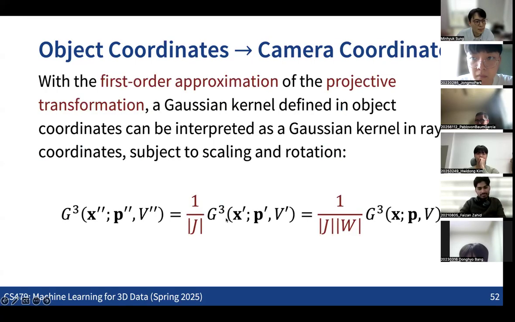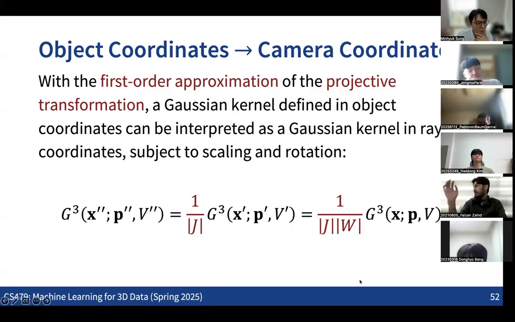Okay. And the Gaussian kernel defined in the ray coordinate system will look like applying a rotation and a scaling term to the original Gaussian kernel in the object coordinate system. The scaling term is defined in this way, with the determinant of the linear term in the viewing transformation. And what we can see is that, typically, the linear term in the viewing transformation will be a rotation, right? And the determinant of the rotation matrix will be 1.